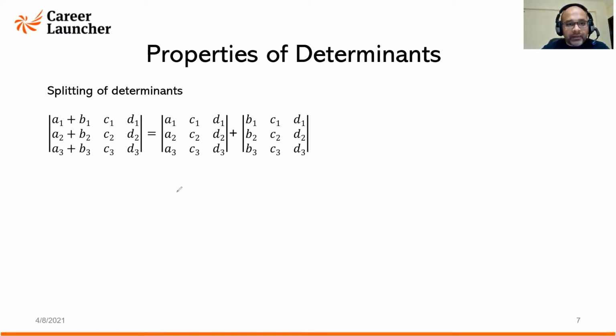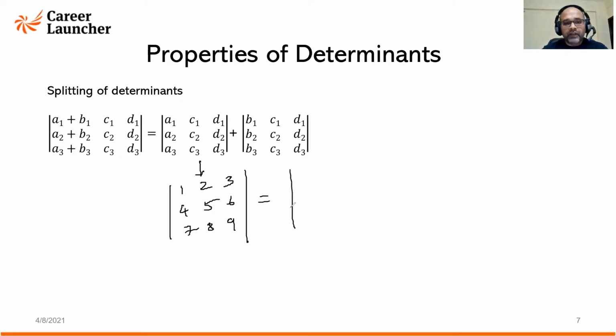I'll give you another example. If I want to write 1, 2, 3, 4, 5, 6, 7, 8, 9, and I want to split the second column, I will keep 1, 4, 7 the same and 3, 6, 9 the same. Plus I will write 1, 4, 7, 3, 6, 9.